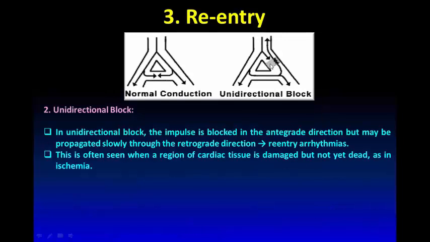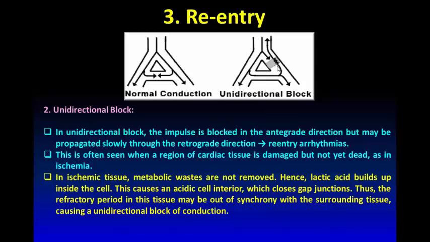In unidirectional block, the impulse is blocked in the antegrade direction. So the impulse doesn't pass in the antegrade direction because this area is not allowing the impulse to pass through. But the impulse might propagate slowly through the retrograde direction, because by the time the impulse reaches the unidirectional block area, the area might now allow the impulse to pass through in the retrograde direction, and hence begin a re-entry arrhythmia. This is often seen when the region of the cardiac tissue is only damaged but not yet dead, as happens when there is myocardial ischemia.